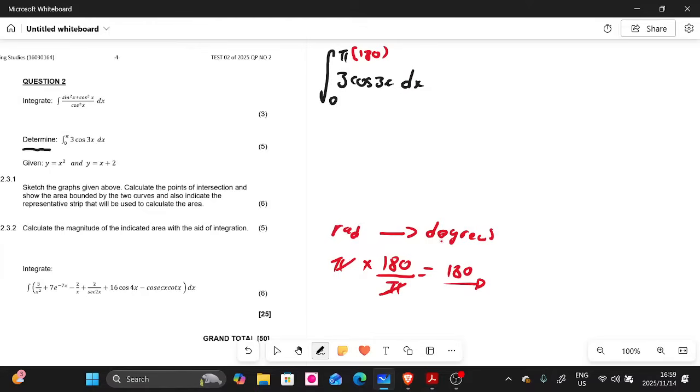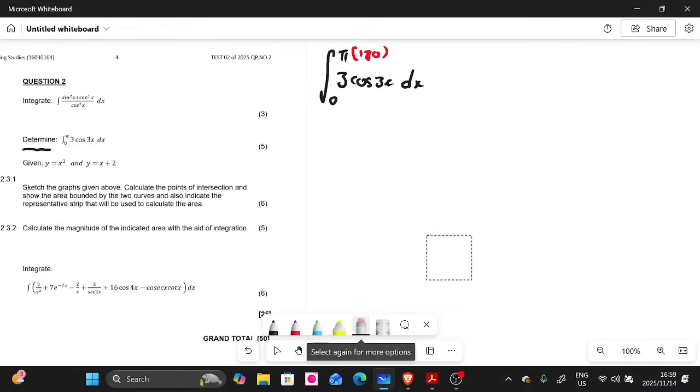So you change this, right? After changing this into degrees, if you don't want to change your pi into degrees and you want to continue with radians, you can always change your calculator settings into radians, and then you write pi there.